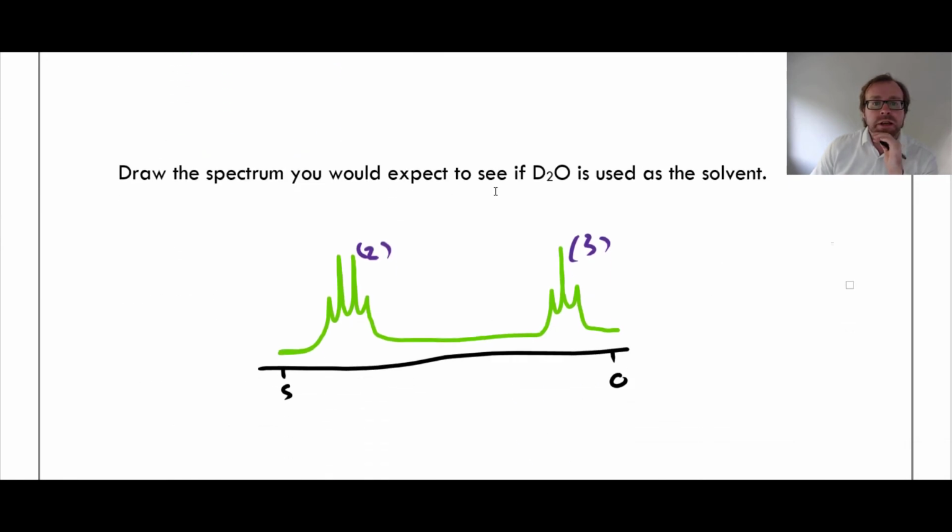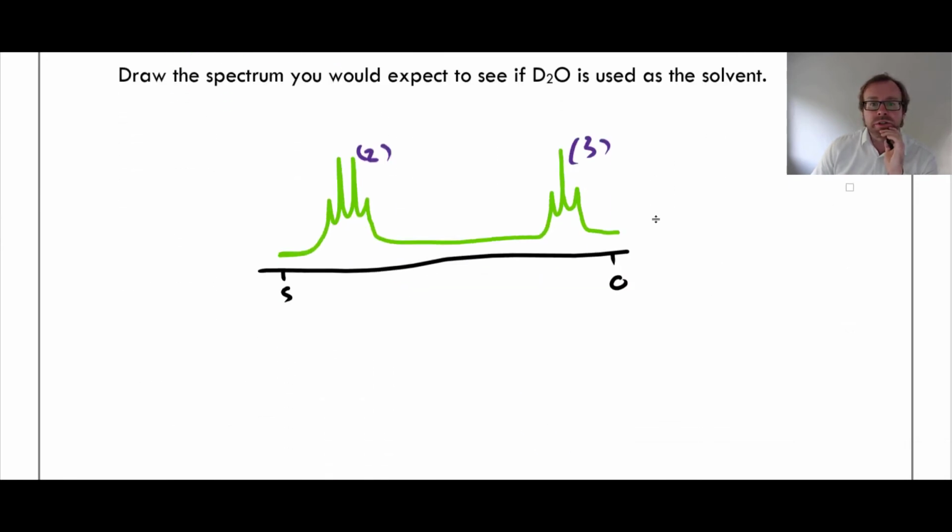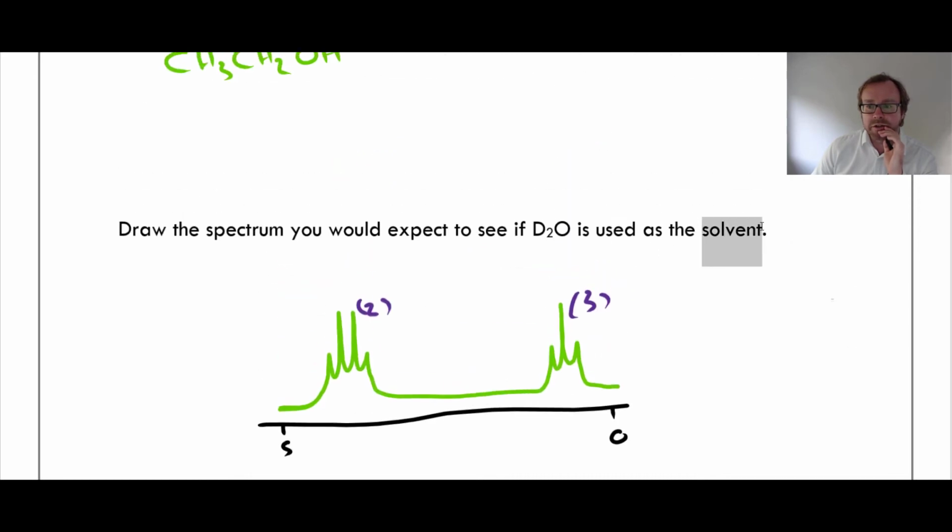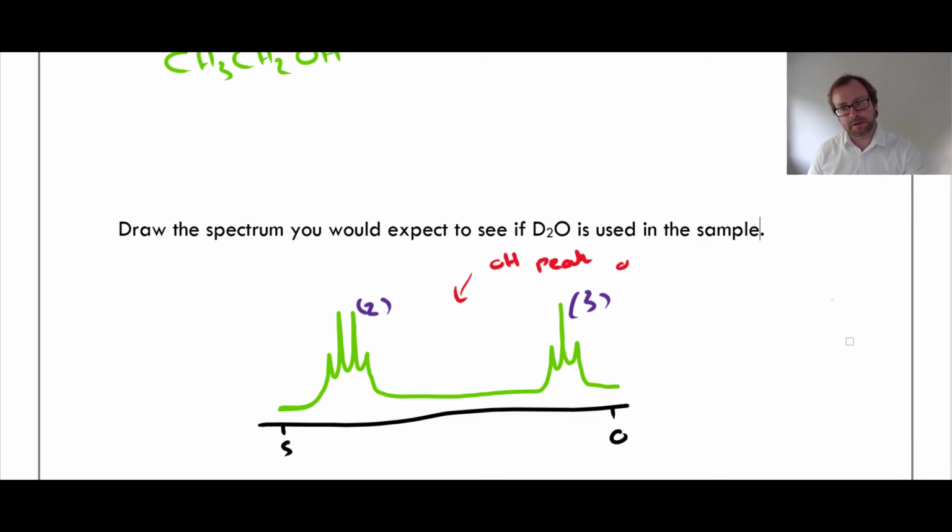So draw the spectrum you would expect to see if D2O is used in the sample. So I've mixed it in. Well, my OH peak, which was here, would disappear. So the OH peak disappears. Why is this useful? Once you run the second spectrum, you'll know which one the OH and the NH peak is.